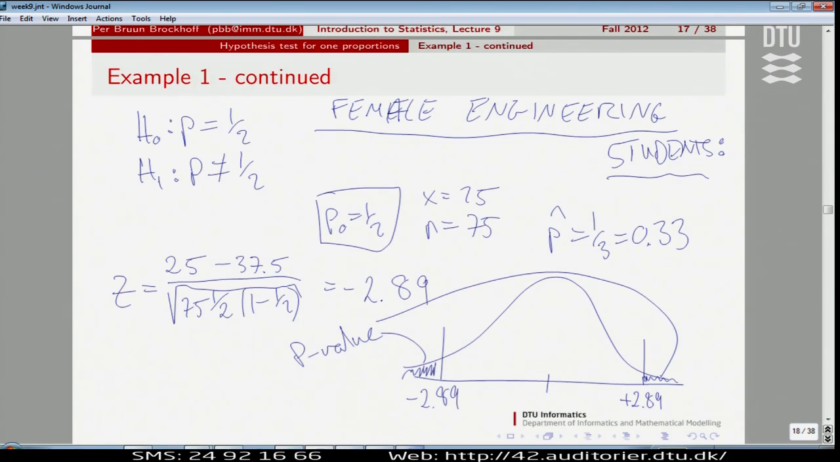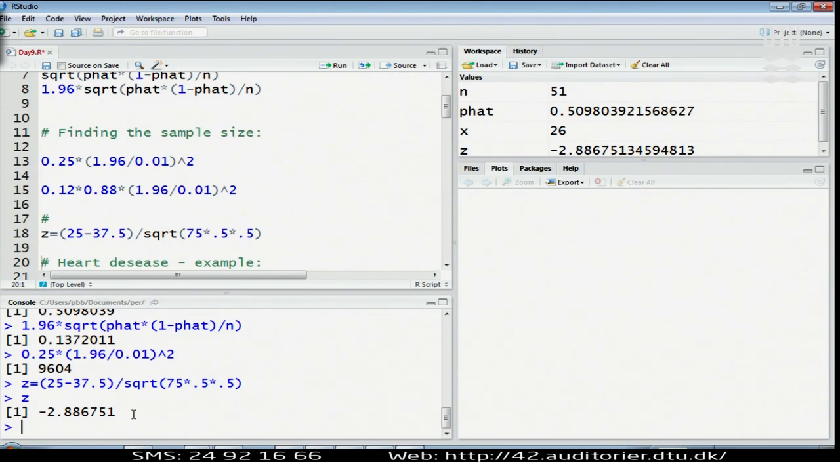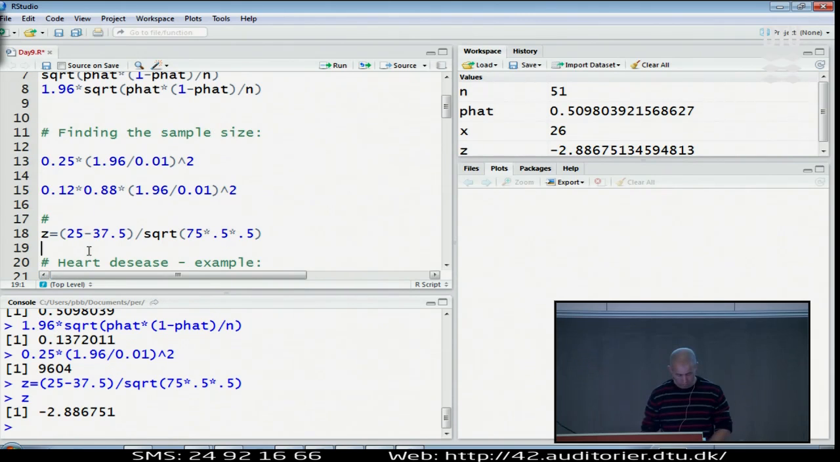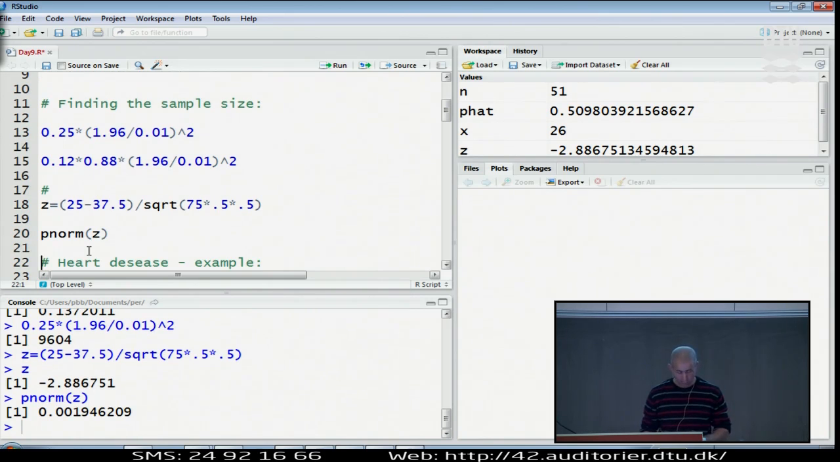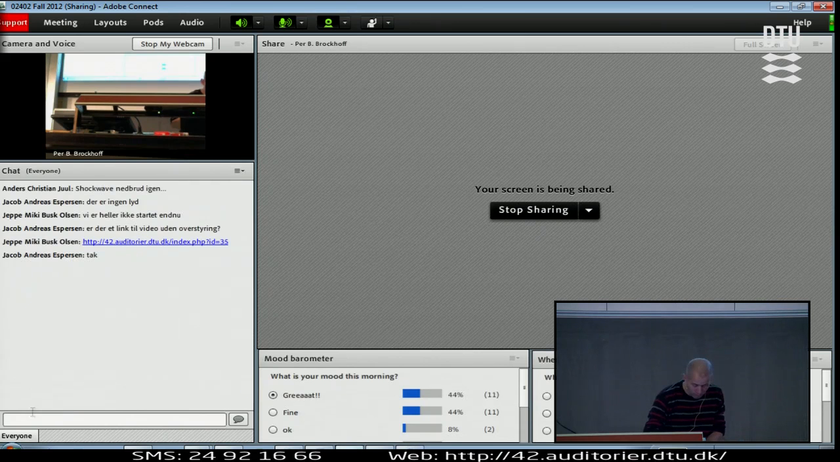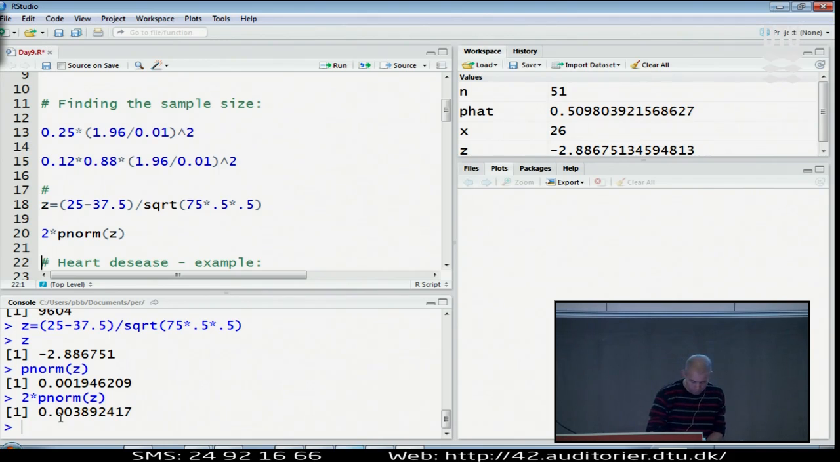Let's try to find it. We should find the probability of being to the left of this z. And then I should also have the probability of being to the right of 2.89. And that is the same thing, so I could just multiply by 2. And the p-value becomes 0.004. Let's just say that, 0.004.